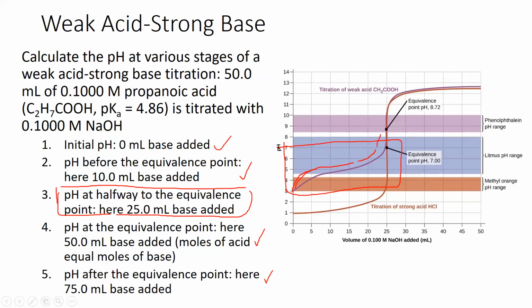Here we are back. Just want to review a little bit of what we did last time. We calculated the pH at various stages of a weak acid strong base titration, and I want to go through the different steps that we worked through and the things that we did in those steps. So we're going to finish up chapter 15 here and get a start in on chapter 16.